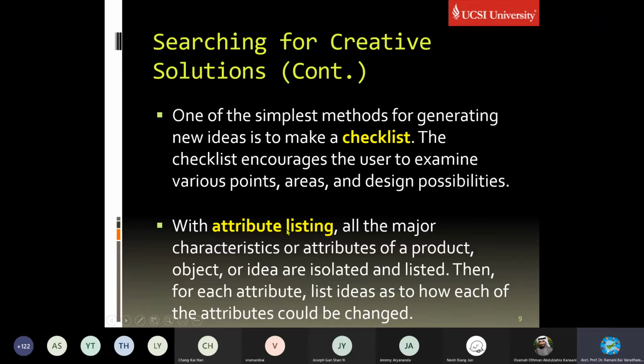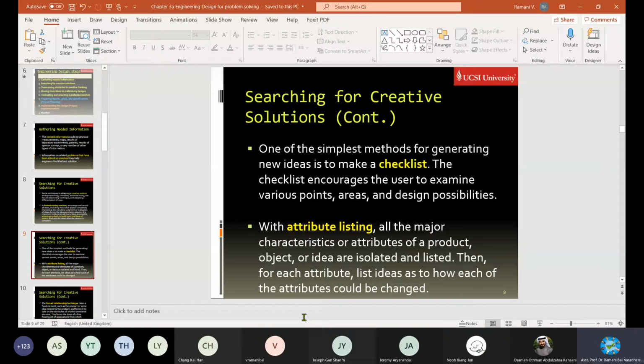Similar case, attribute listing. The checklist is under categories of parameter. This one is the individual parameter itself, the attribute itself. Like if you take your SDG project, the checklist may be what are the SDGs you're going to cover. Then, under SDGs, what do you have? Attributes maybe.